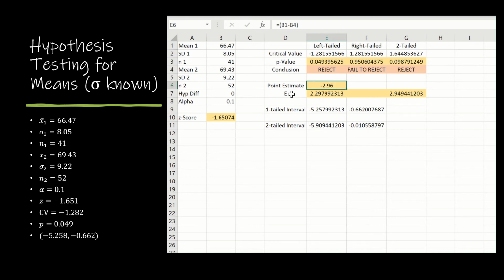The E, or margin of error, is going to be the right-tailed critical value, and the reason we use right-tailed is because it's positive, and then times, again, the square root of the first standard deviation squared divided by the sample size plus the second standard deviation squared divided by the sample size. So you can see my formula right up there. To find the interval, I take my point estimate, which is E6, I'm subtracting E7, and I'm adding E7. And if you'll notice, all of these values are exactly the same as what we had found previously.